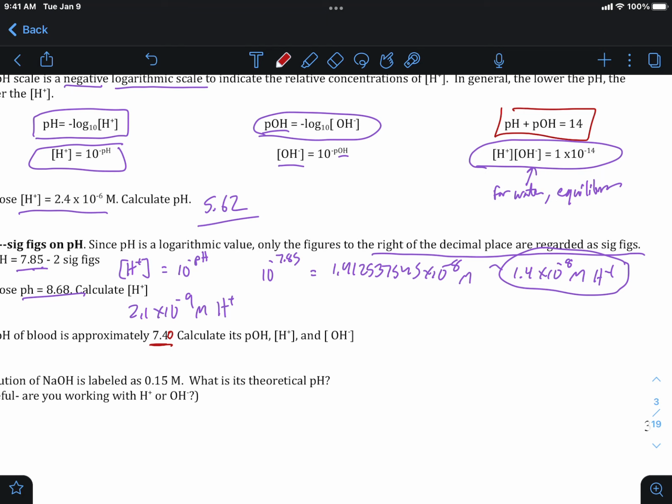Well, if we know pH plus pOH is 14, and if I know the pH, pOH is simply 14 minus pH, right? So the pOH is equal to 6.60. Make sense? Okay, so now I have pH and pOH. Now I can very easily find H plus and OH minus.